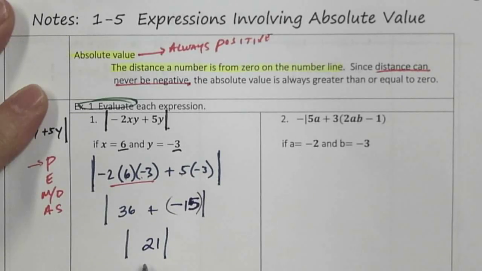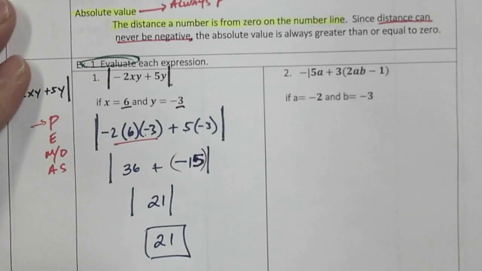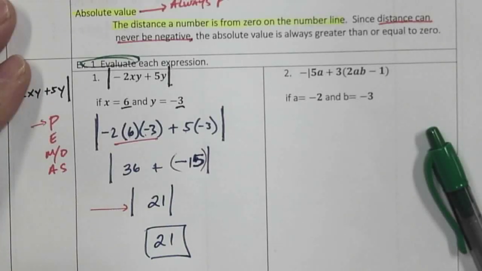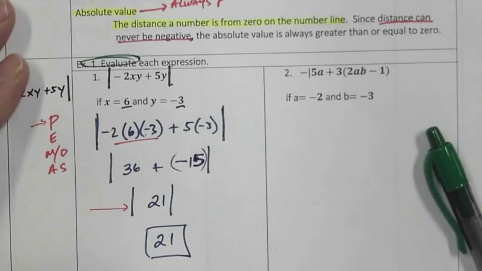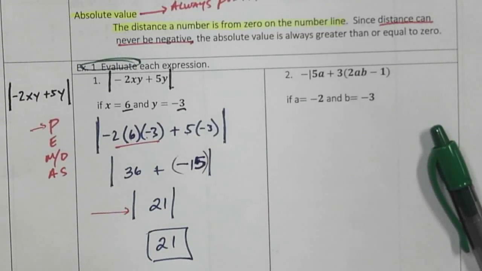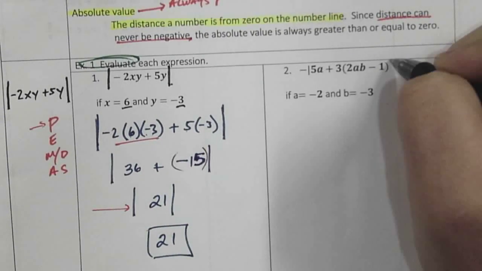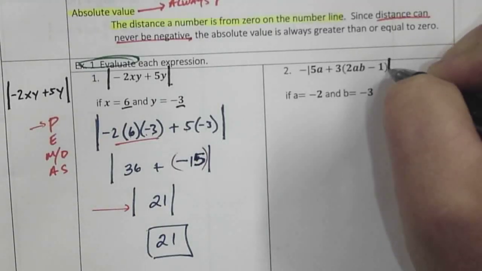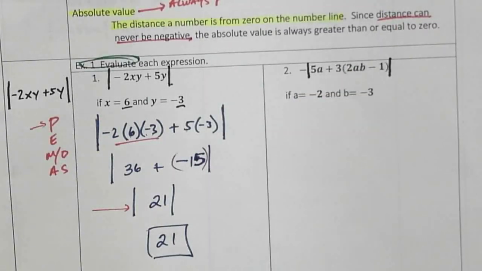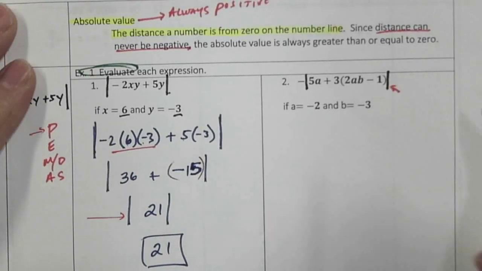Positive 21. What is the absolute value of positive 21? Positive 21. Once we get here and we're finished, it will always be positive. If it were a -21, the answer would still be positive. But we don't do that until we're finished calculating. Now, number 2, I'm going to say that we should have had an absolute value at the end of it. So add that in at the very end right here. That seems to be missing.